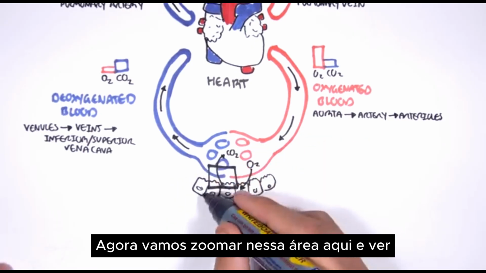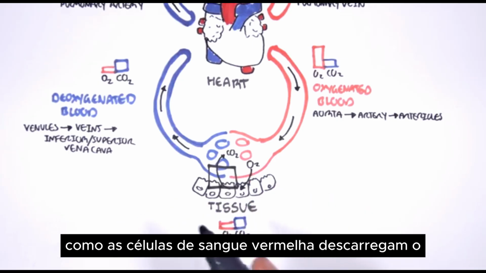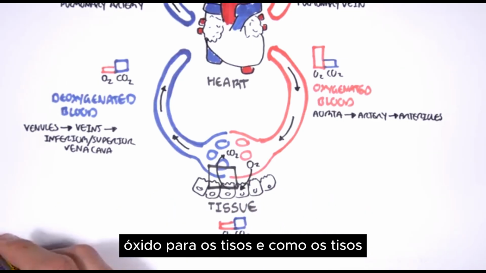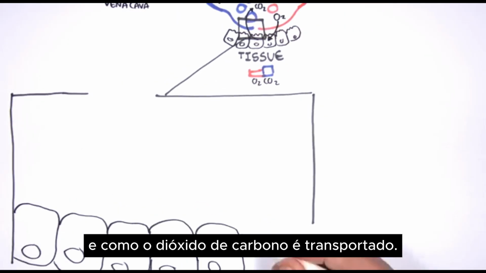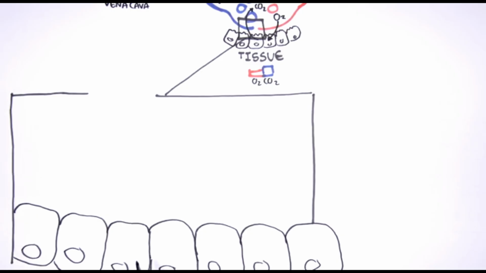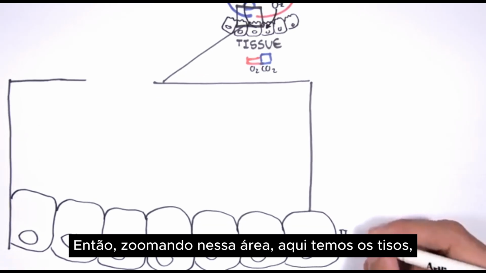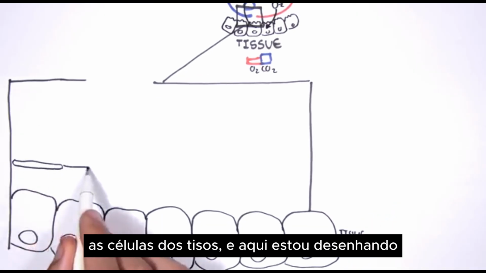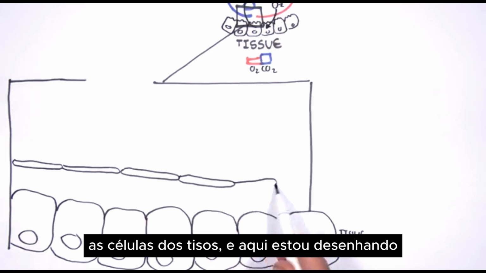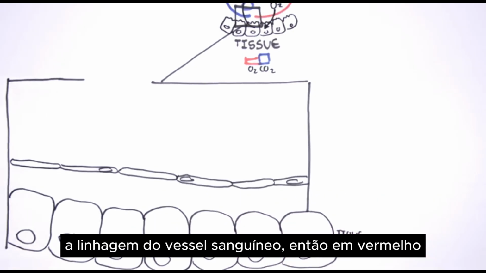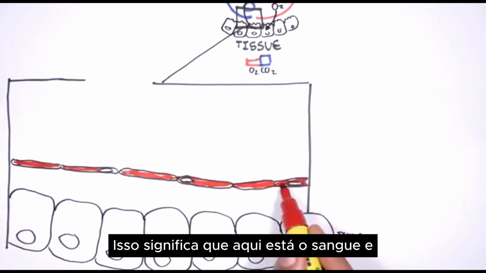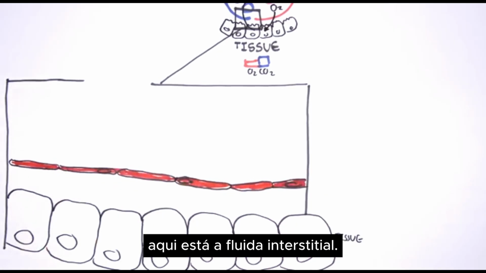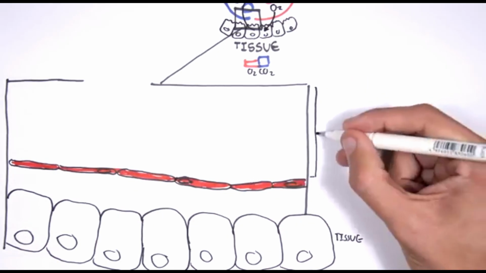Now let's zoom into this area here and see how the red blood cells offload the oxygen to the tissues, and how the tissues will then offload the carbon dioxide back to the blood, and how carbon dioxide is transported. So zooming into this area, here we have the tissues, the cells of the tissue. And here I'm drawing the lining of the blood vessel, so in red here. This means that here is the blood, and here is the interstitial fluid.